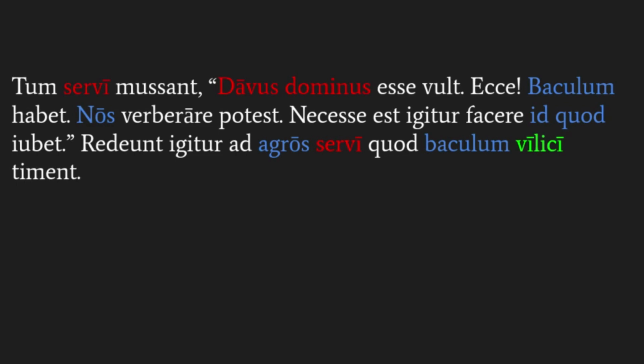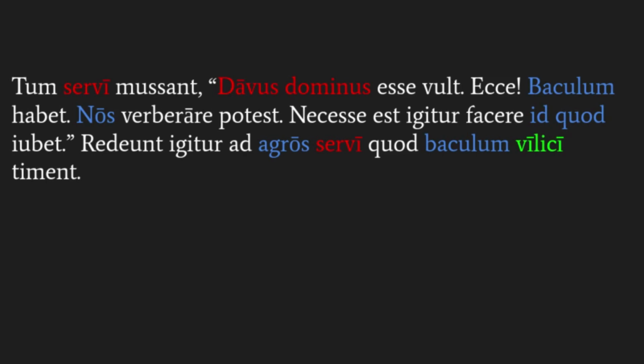Tum servi murmurant, Davus dominus esse vult. Right, so it says, then the slaves, servi, there's our subject, then the slaves mutter, murmurant. Davus wants to be, esse vult. So vult means he, she, or it wants, right? It's going with Davus. He wants. Esse is the infinitive of the verb to be. So it's saying he wants to be dominus. He wants to be the master.